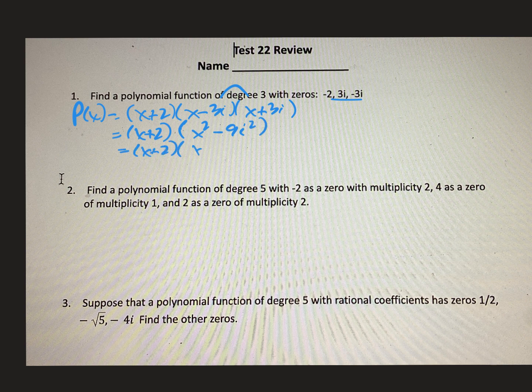That i squared is going to make that an x squared plus 9, because it's really a -1. And then I'm just going to do FOIL here, except I'm going to undo first. Then I'm going to do inner next, because I want the exponents to decrease. And then the outside, then last. And there it is. There's your answer.